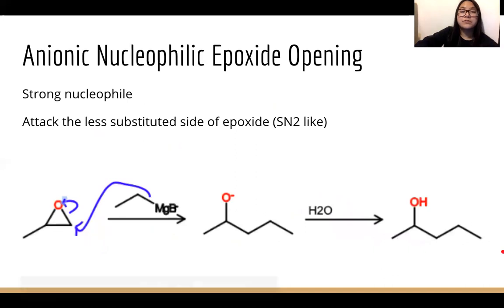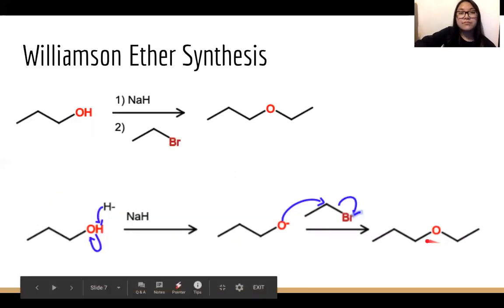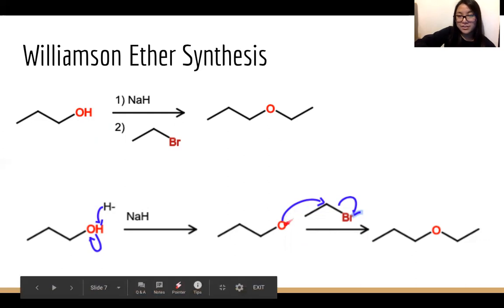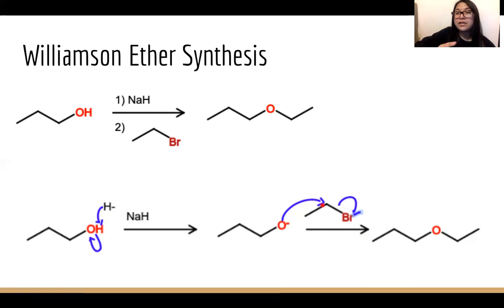Okay, next we're going to go into how to open up epoxide rings. We have two ways. The first is the anionic nucleophilic epoxide opening. And you start off with, actually, wait, let me go back. Something I forgot to mention about the Williamson ether synthesis is this is an SN2-like mechanism. So when this nucleophile attacks right here, this is a backside attack happening. So if there was stereochemistry shown, like wedges and dashes, this attack would result in an inversion of stereochemistry.